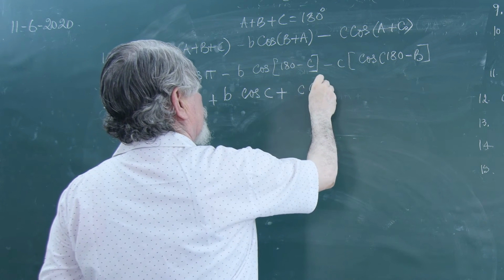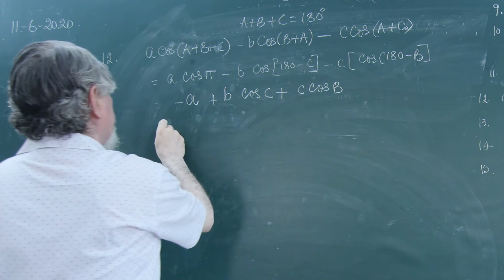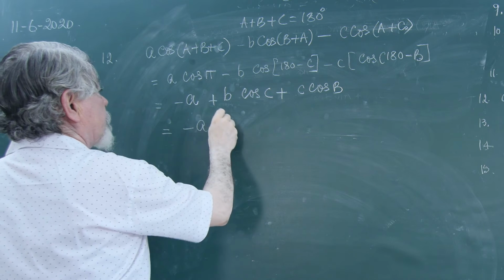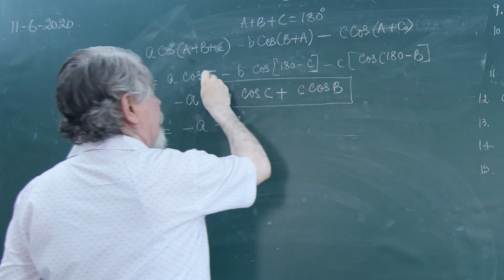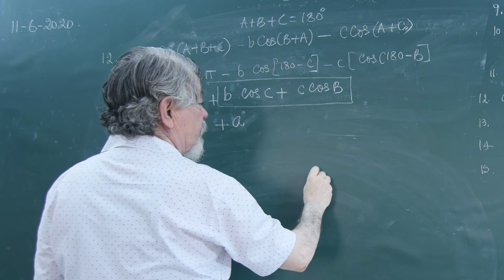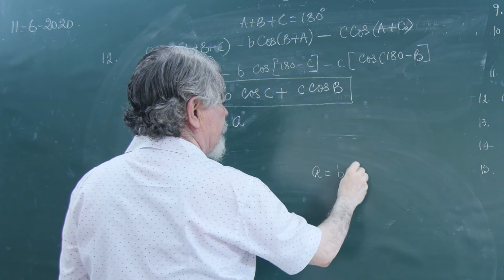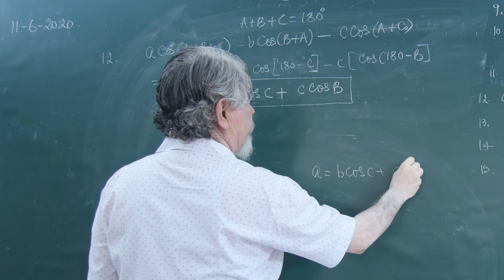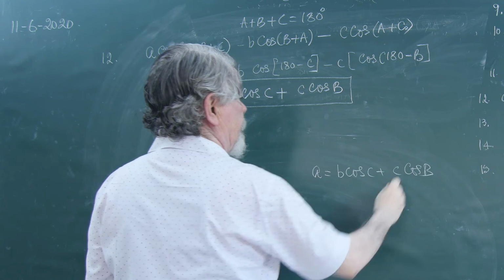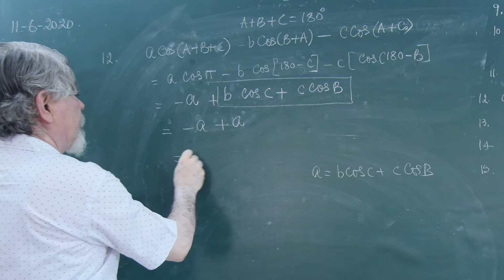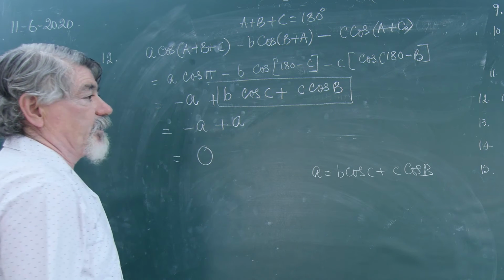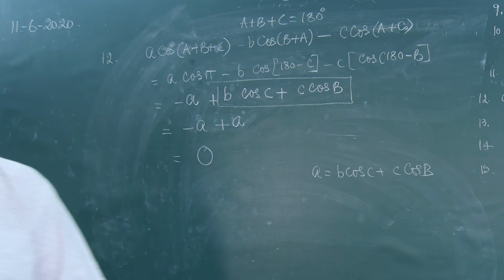This is minus A, and this whole thing is plus A. Why? This is the projection formula: A is B cos C plus C cos B. So this is minus A plus A, and it will become equal to 0.